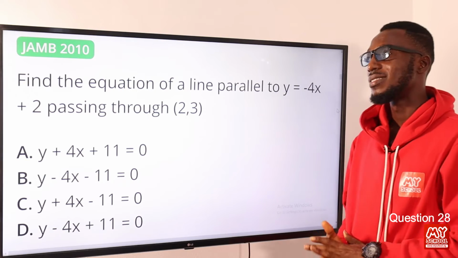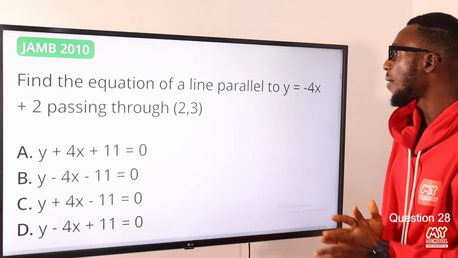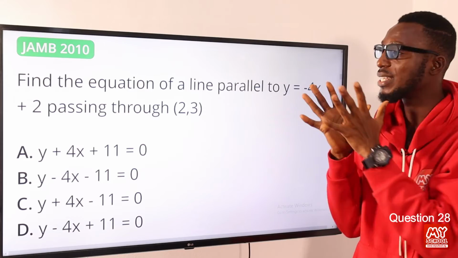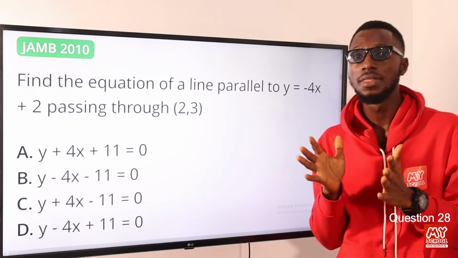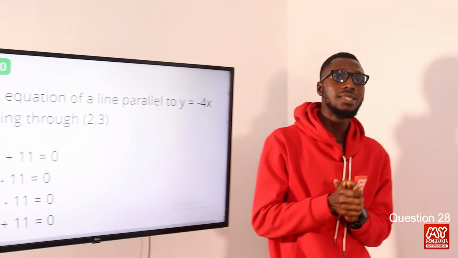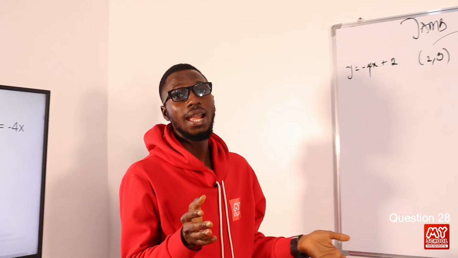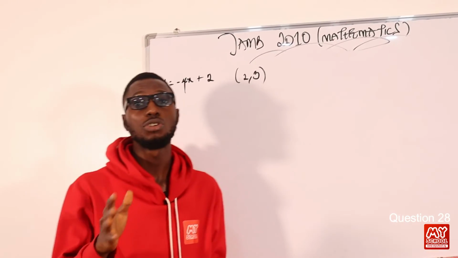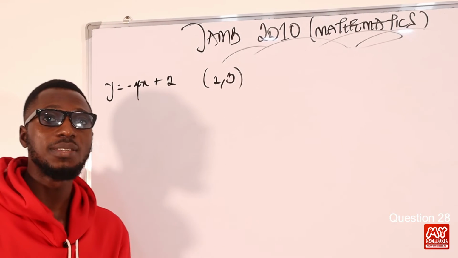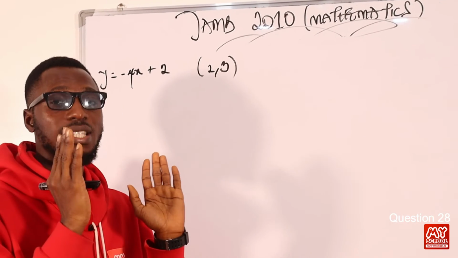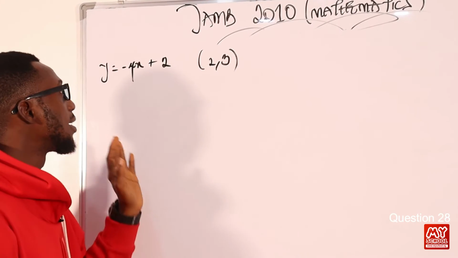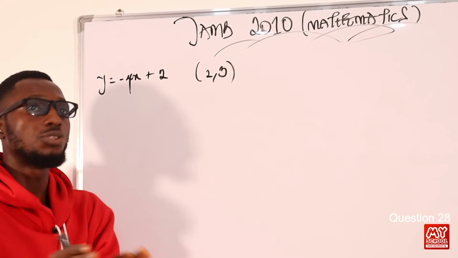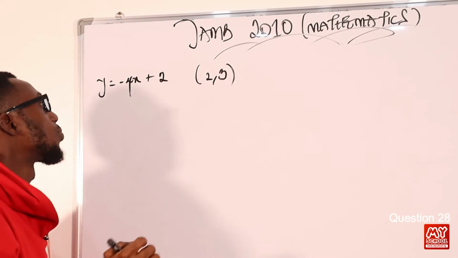Number 28. Find the equation of a line parallel to y equals minus 4x plus 2 passing through 2, 3. So this is about lines that are parallel. When you say something is parallel, you know that means they are heading in the same direction. So the gradient of this equation will be the same as the gradient of the equation parallel to this. So how do we do that?